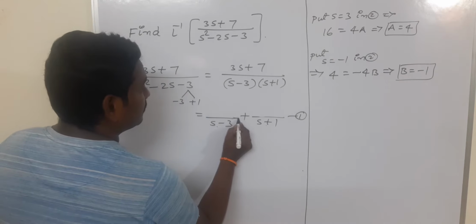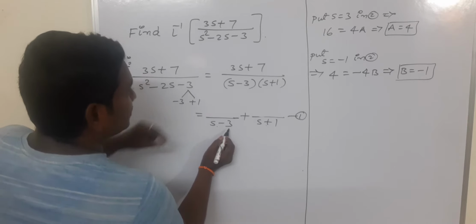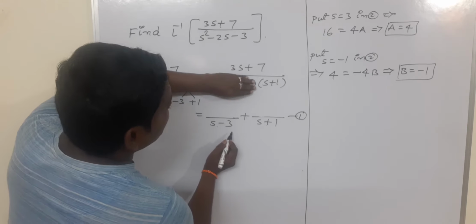So for the numerator of s minus 3, close the s minus 3 factor, and in the remaining part put s is equal to 3, because its root is s equal to 3. So 3 3s are 9, 9 plus 7, 16 is the numerator, divided by 3 plus 1, which is 4.